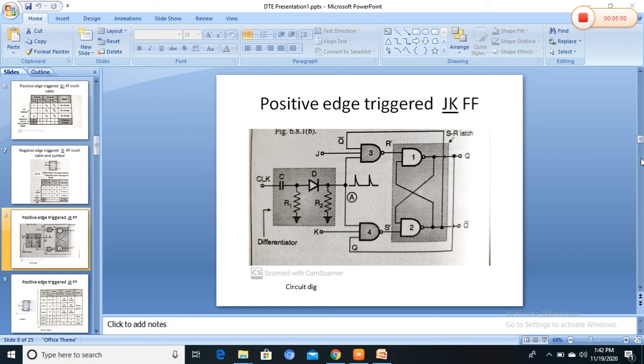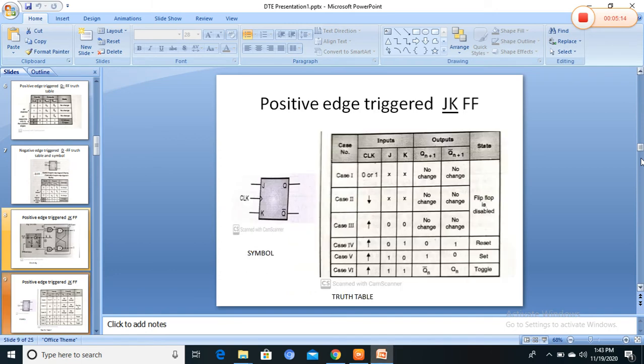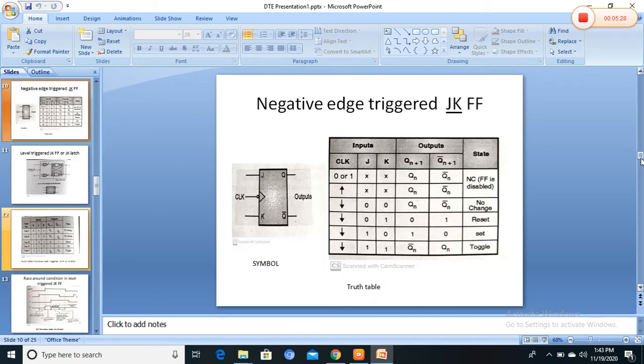This is the positive edge trigger. Here we connect one differentiator circuit because we have a train of impulses as the clock signal, and we get only the positive clock at this point. This is the positive edge triggered flip-flop symbol. These are the J and K inputs, the clock input, and Q and Q bar. Whatever I am explaining, condition by condition, for clock 0 and clock 1, you can study in this truth table.